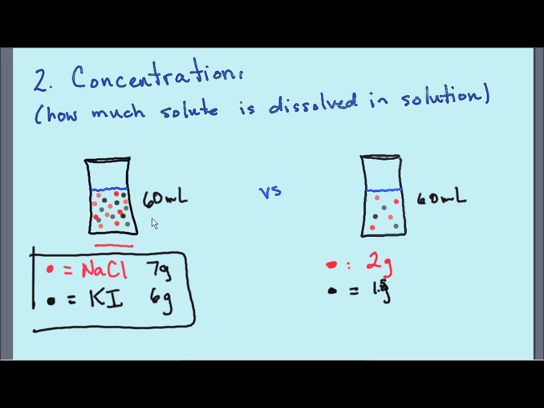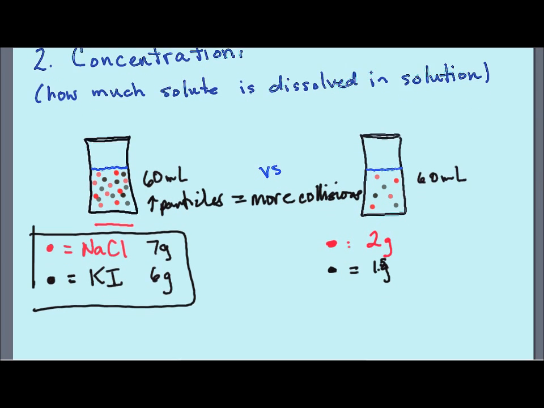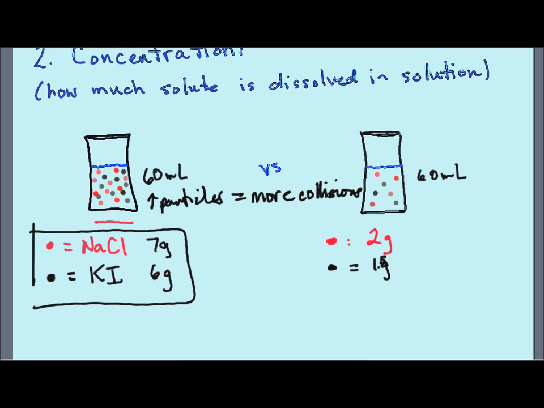And the science 10 reason for that is that we have more molecules in this beaker here. And so the more particles that we have means they're going to be colliding more often. So if they're colliding more often, that means that they're going to react quicker. So our increased concentration is going to result in increased reaction rate.